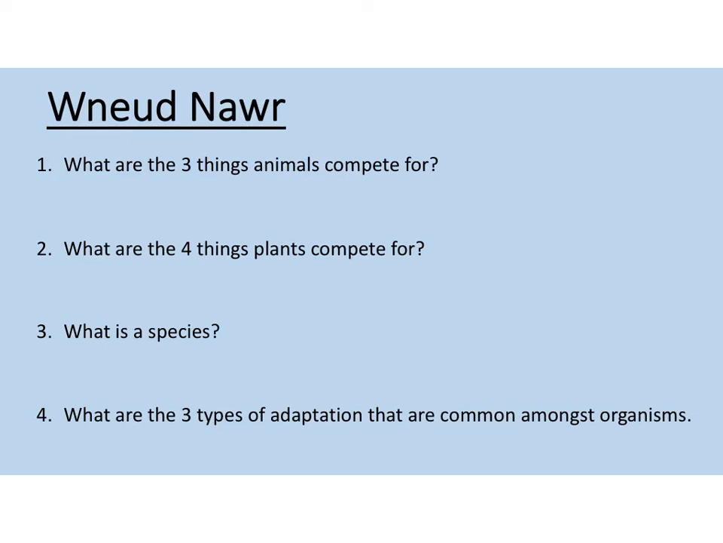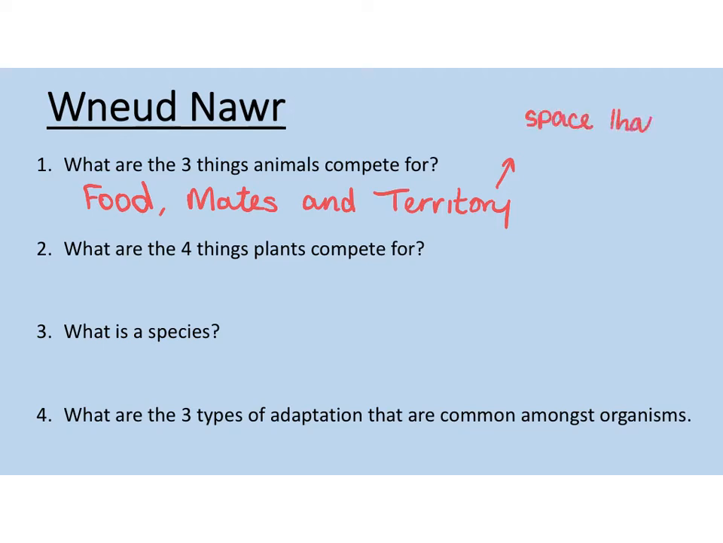Okay, so question 1. What are the 3 things animals compete for? So the answer is food, mates, and territory. And remember, territory is the space that animals live in.